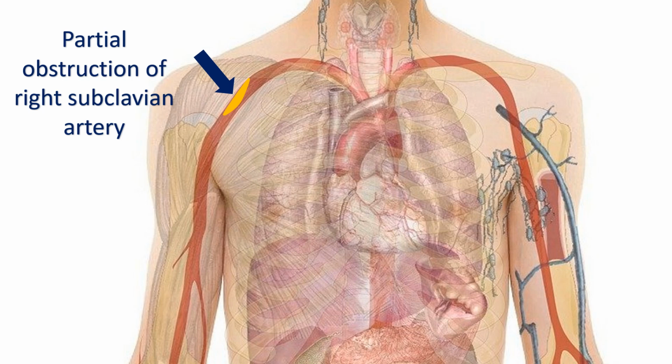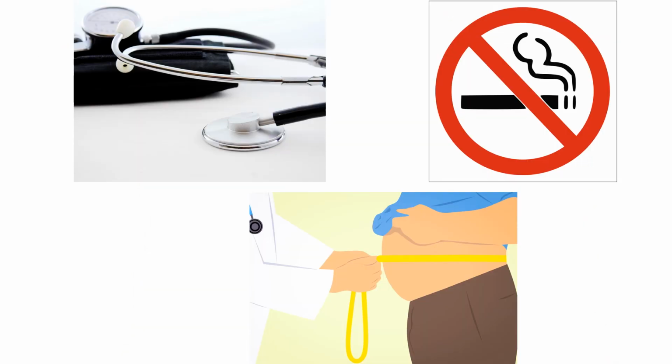Obstruction of upper limb arteries is a pointer to vascular disease elsewhere in the body also. They are more prone to have myocardial infarction and stroke due to associated coronary artery disease and cerebrovascular disease. Important risk factors for peripheral arterial disease are hypertension, diabetes mellitus, dyslipidemia, obesity, and smoking. Advancing age, heredity, and male gender are non-modifiable risk factors. Difference in blood pressure between the arms is more likely in the presence of risk factors.